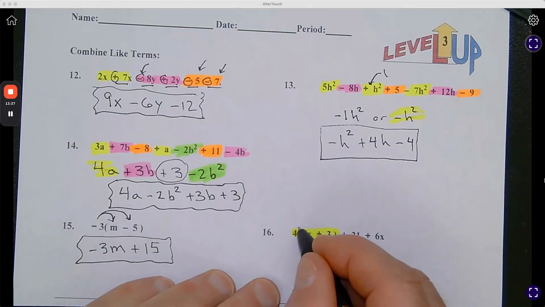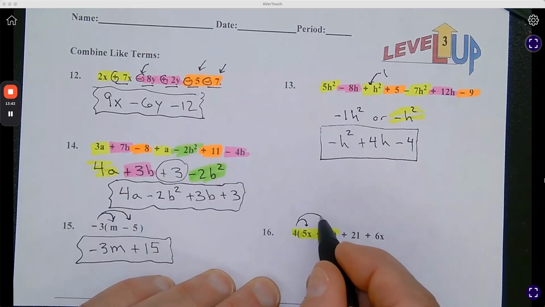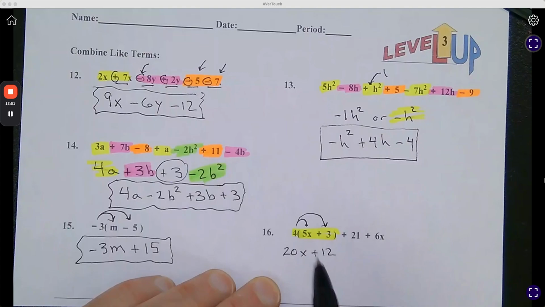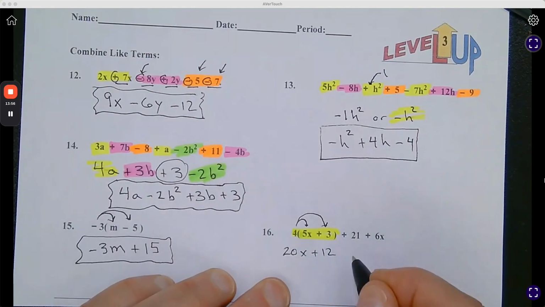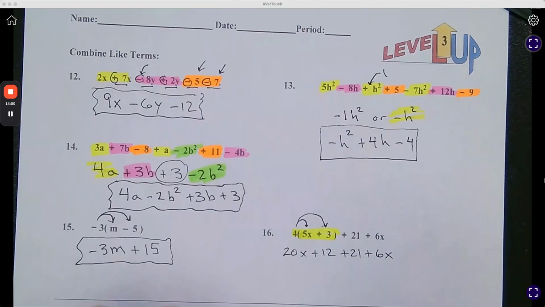4 times 5, because that's what distribution is, you take the number that's right up against the parenthesis and you multiply it by all the terms in the parentheses. Distribution. So 20x plus 12. 4 times 5, 4 times 3. Now the parentheses ended, so the distribution ends. And now I just write the rest of it.